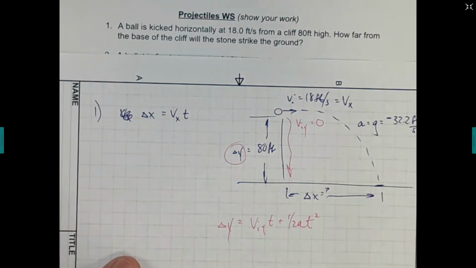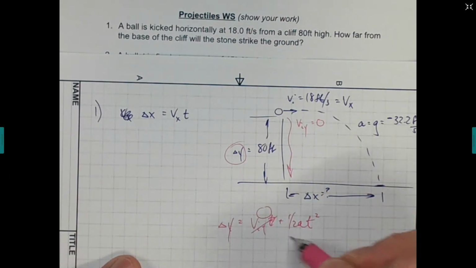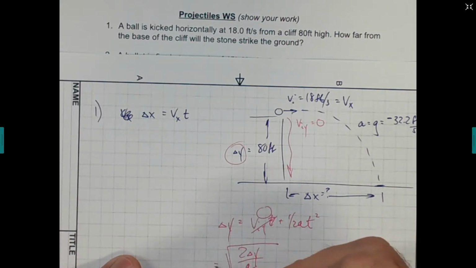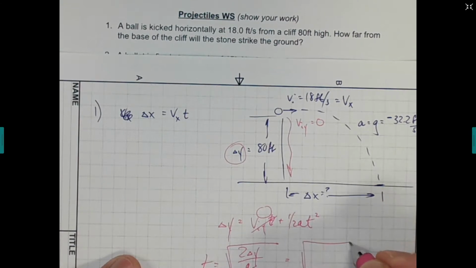When I do this, I know the initial velocity is 0. Now I'm going to solve for t. I'm going to multiply by 2, so 2 delta y, then divide by a, then take the square root, and that should give me t. So I've just solved this equation for t. Now this is the square root of 2 times my change in position y, divided by a.